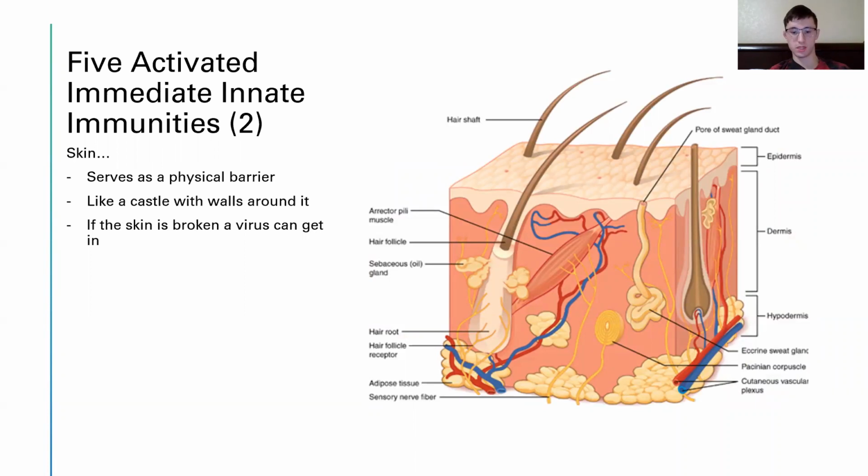All right. So the second activated immediate innate immunity is the skin. The skin actually serves as a barrier to protect and separate our bodies from the pathogenic microbes of the environment. However, the skin offers many antimicrobial properties. Pathogens have ways of overcoming these protections.